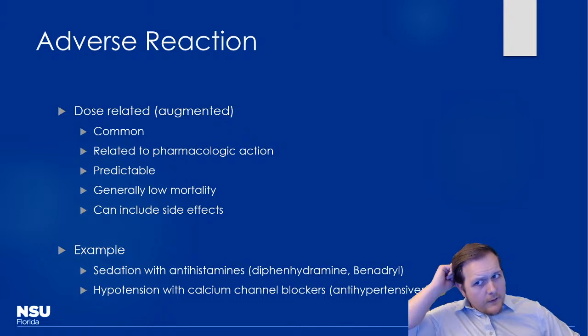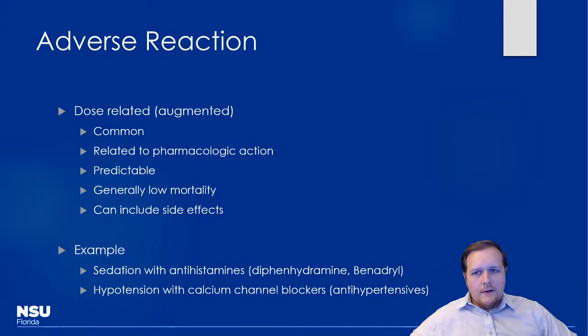First off is going to be this dose-related or augmented sort of reaction a patient can have. These are fairly common, and typically these are related to the pharmacologic action of the drug, so the actual mechanism itself. These things are predictable, and because we can predict them, they're generally low in terms of mortality. This typically includes a lot of the more minor and bothersome side effects. I'll talk a little bit about the difference between those in just a little bit.